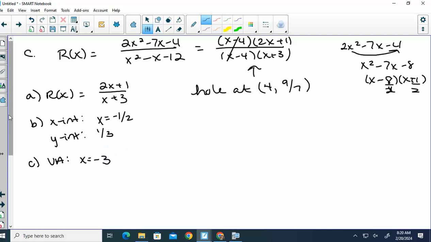Okay, do we have horizontal or oblique? So we look back at the degree, you can do the original or the reduced, it doesn't matter. The original, what was the degree of the top? 2. Bottom? 2. If it's the same degree, that's horizontal. You divide leading coefficients. So 2x squared over x squared is 2. Asymptotes are lines, so you have to give a full equation when you do those. Is everybody okay with that?